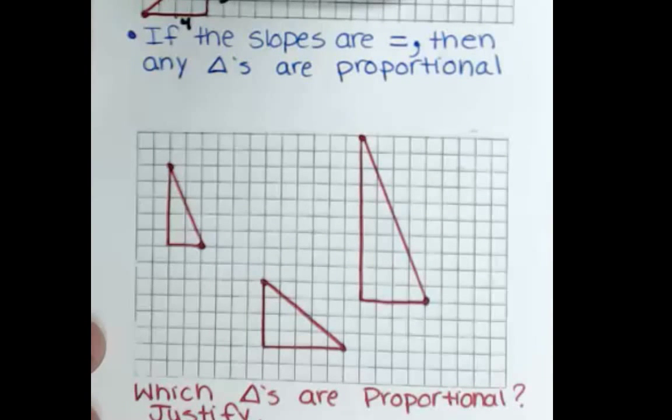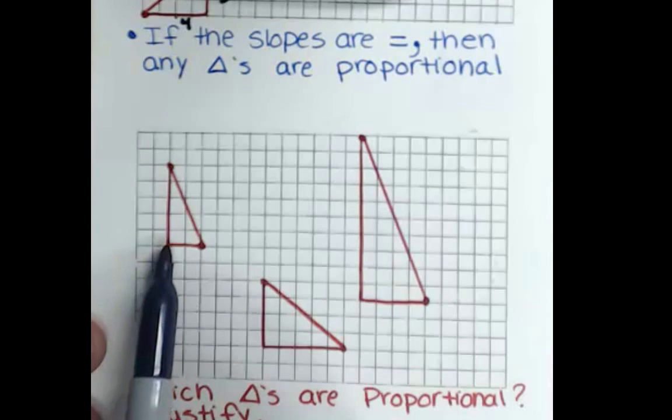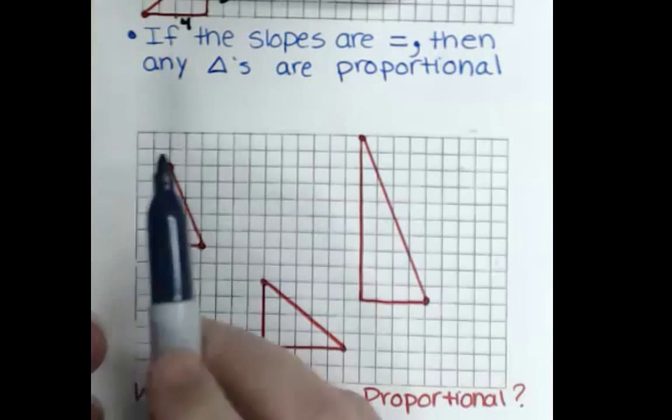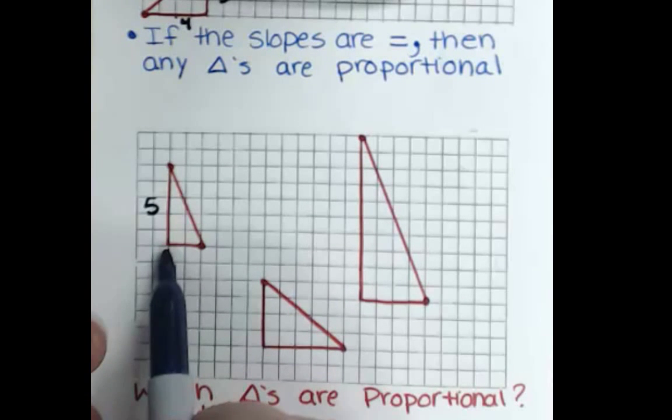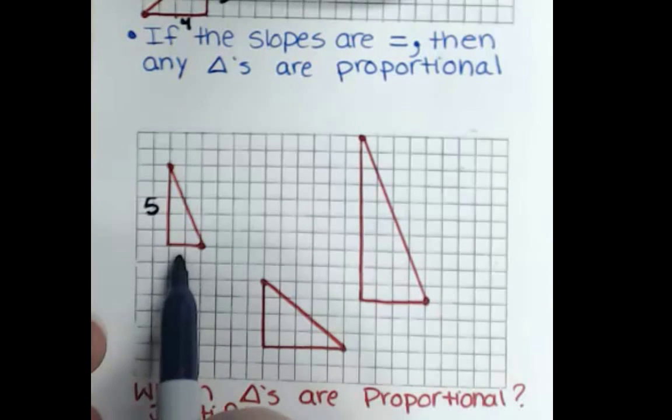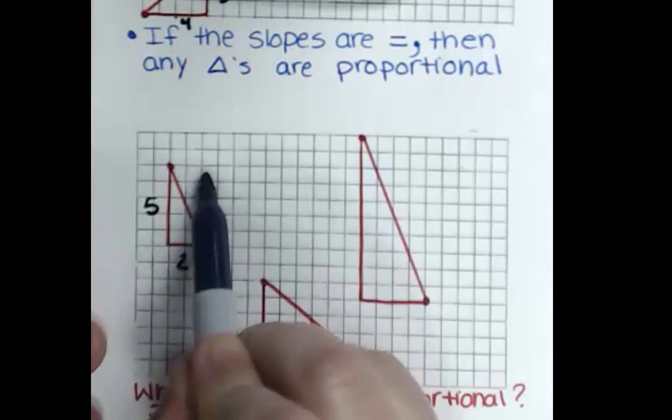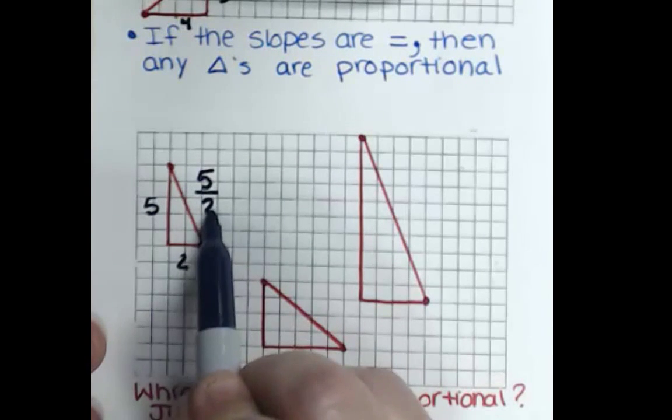Now, let's determine which of these triangles are proportional and justify. Remember, in order to determine if triangles are proportional, their slopes must be equal. So we start by finding the slope of this first triangle. The first triangle has a rise of 1, 2, 3, 4, 5, a run of 1, 2. So the slope of this line is 5 divided by 2.